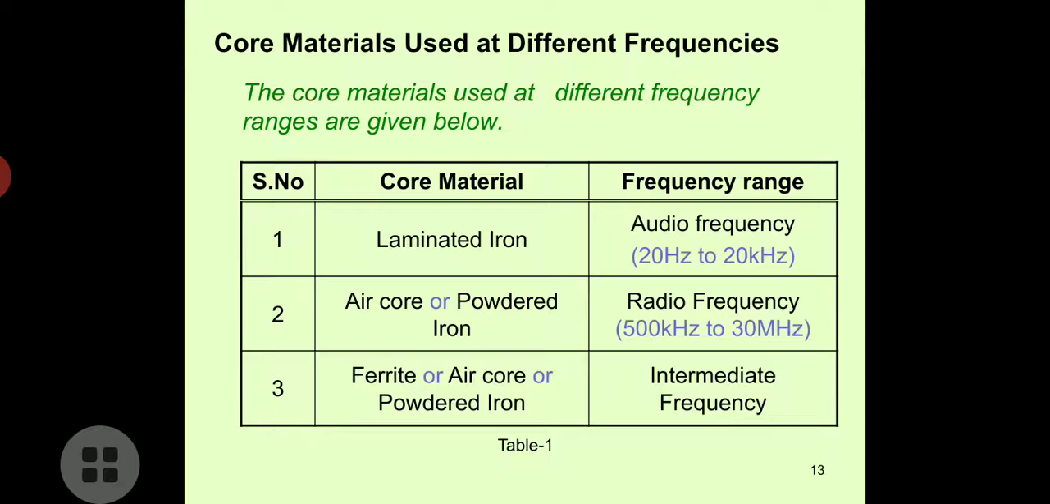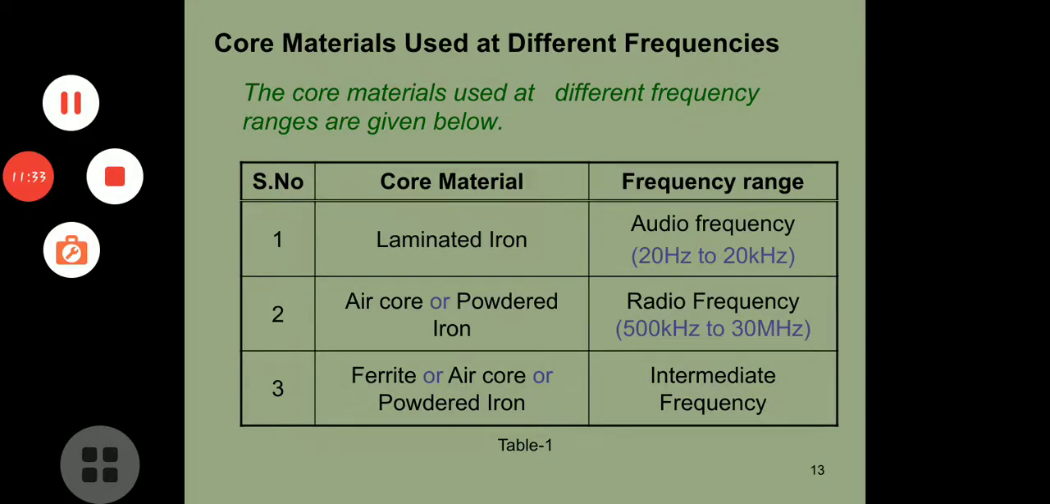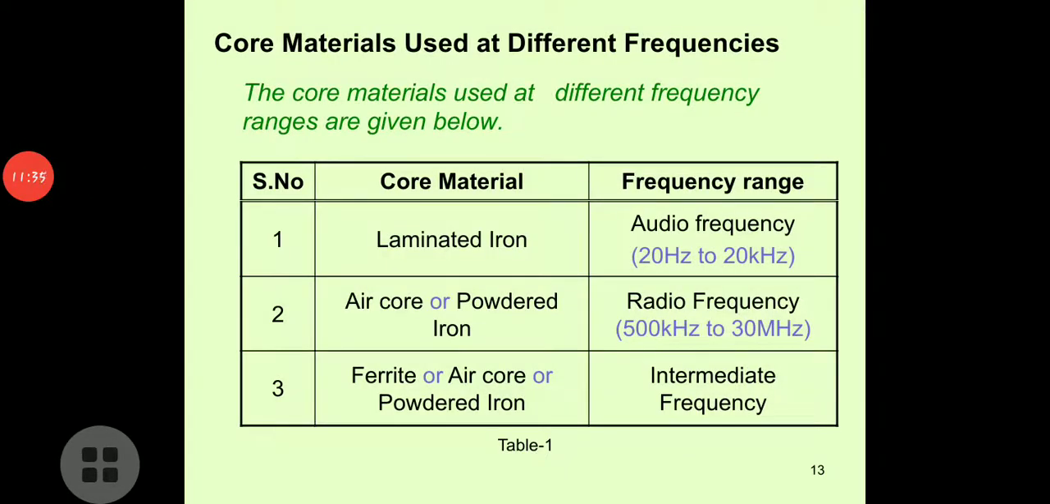Whereas at radio frequencies, we use only air core or powder core. And for low frequencies, that is audio, we compulsorily have to use a laminated iron core. Even below that, at the normal mains frequency of 50 hertz, power transformers are all laminated iron models. So we'll see some models here, which are laminated iron.